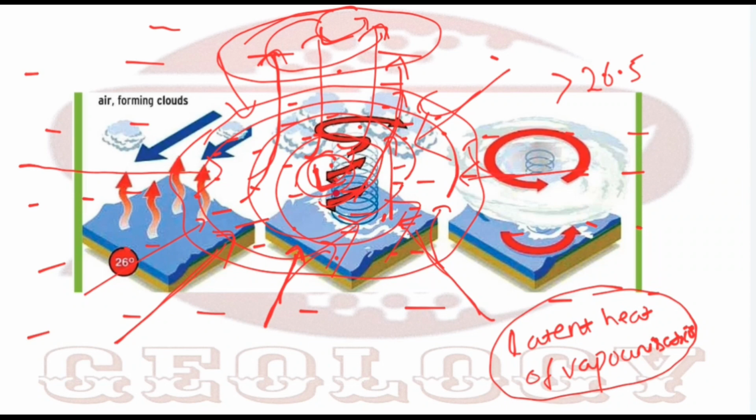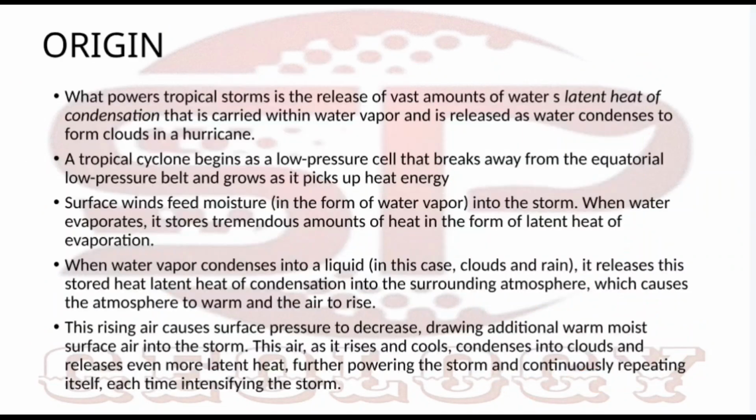You can see here. Because of the latent heat of condensation, it releases all the heat and produces a low pressure in the upper atmosphere.